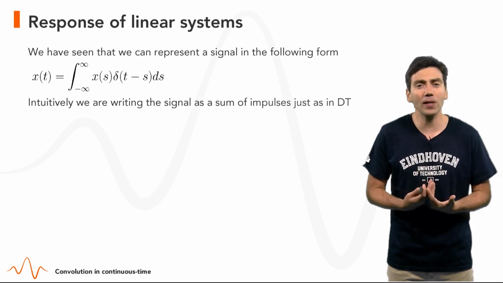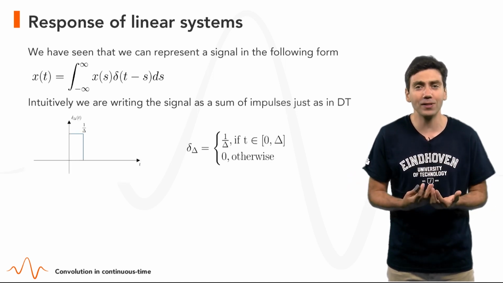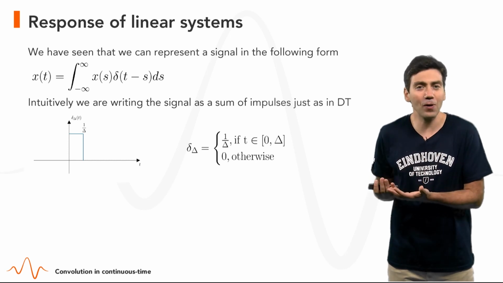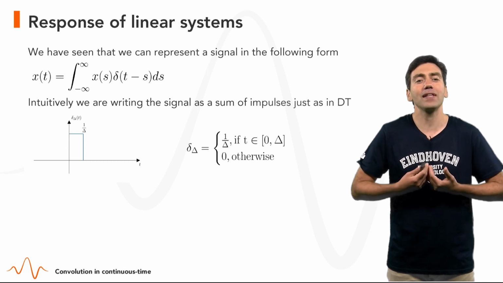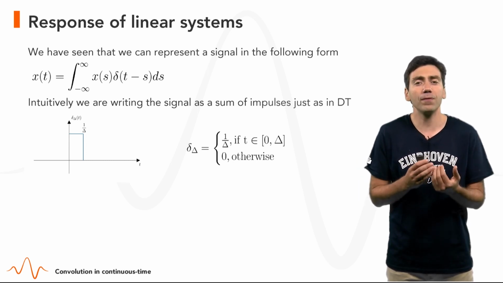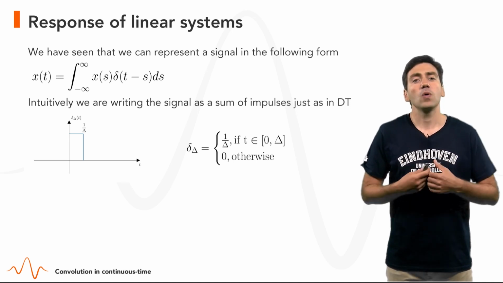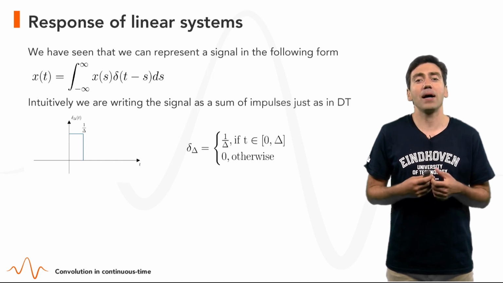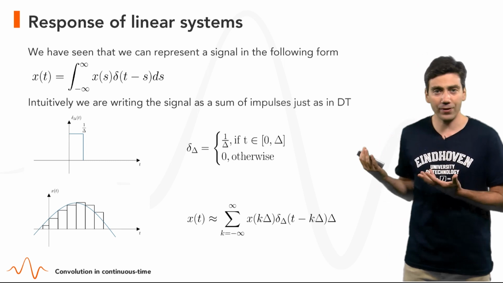However, if we recall the definition of an impulse, it is the limit of a class of rectangular functions. So instead of decomposing the signal in terms of impulses, we are going to decompose it in terms of these rectangular functions that have a width capital Delta, for a fixed capital Delta. In other words, we are going to approximate this integral by a Riemann sum, and this is why we see the delta factor at the end.